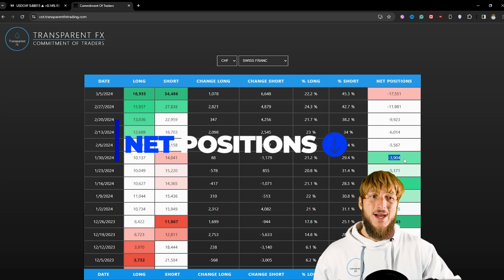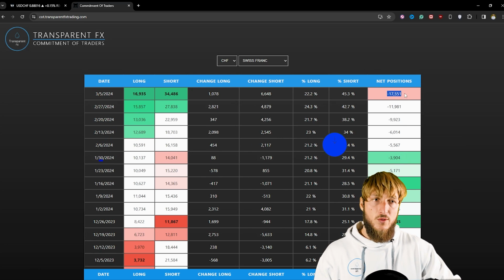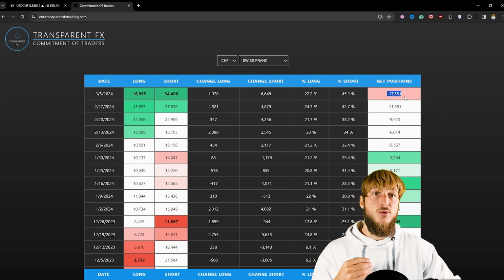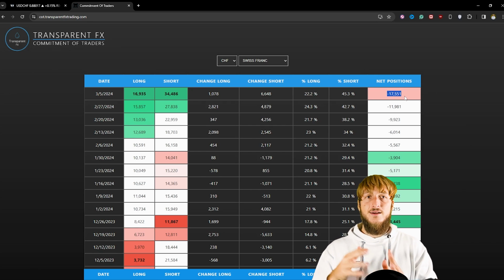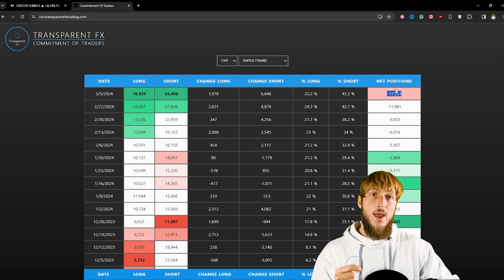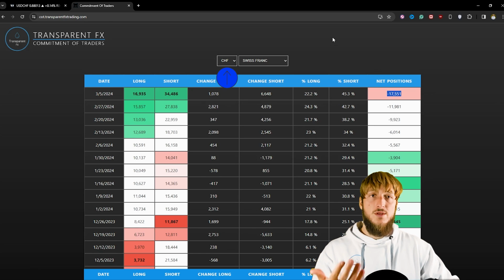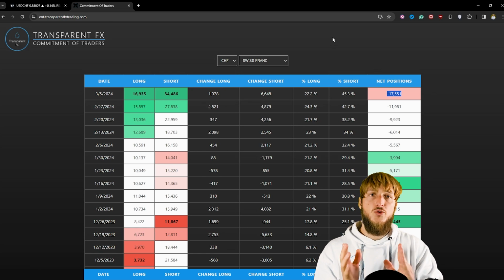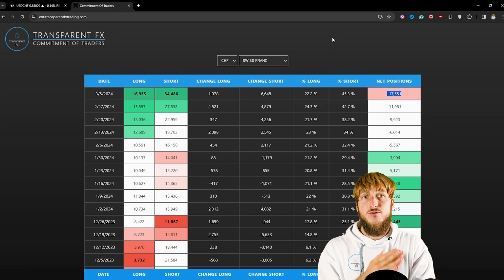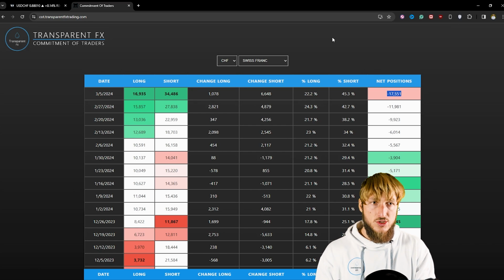We went from having minus 3.9k net positions. Now we're sitting at minus 17.5k net positions. So we had a clear decrease of the net positioning, making the CHF weaker. And a weak CHF makes USDCHF stronger because in order to short the CHF, institutions have to long USDCHF.